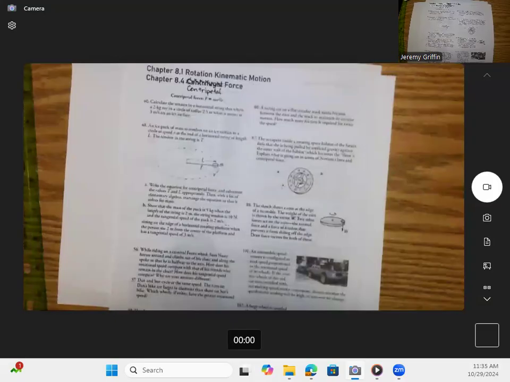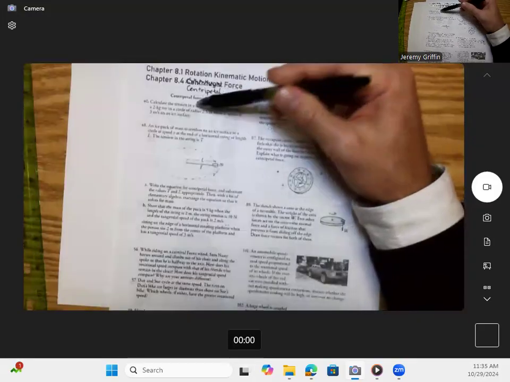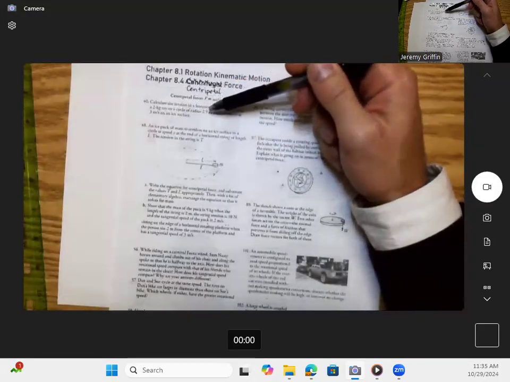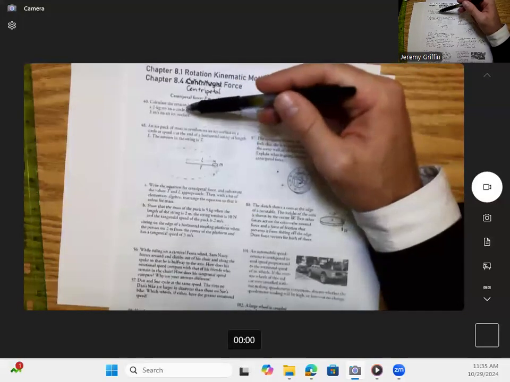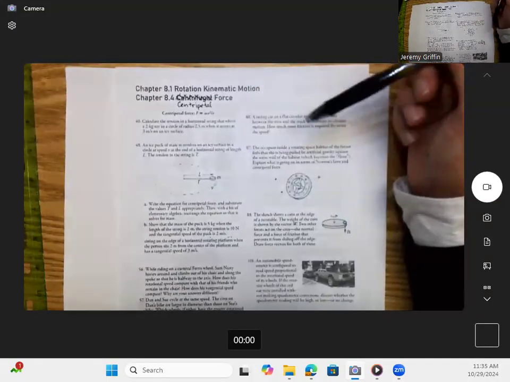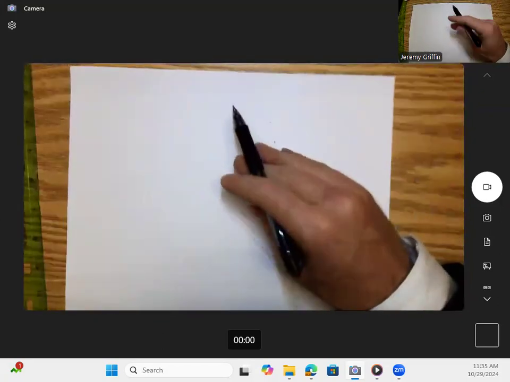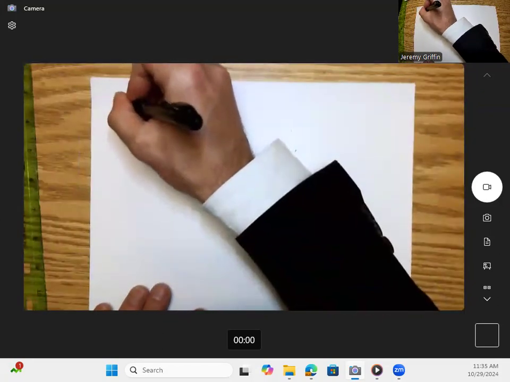First one, number 14. Calculate the tension in a horizontal string that whirls a 2-kilogram toy in a circle of radius 2.5 meters when it moves at 3 meters per second on an icy surface. Ooh, so they're forcing it to be horizontal, which is kind of nice. We don't have to worry about falling down at some angle or anything like that. All right, so here's what we got.